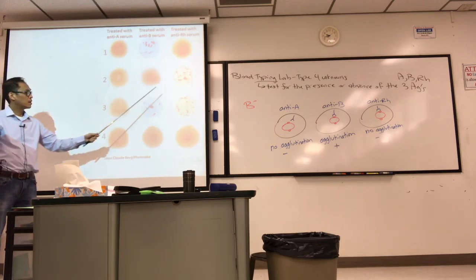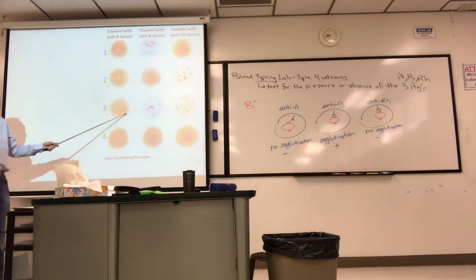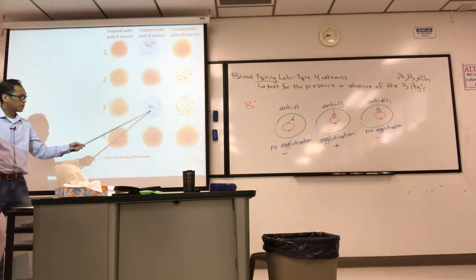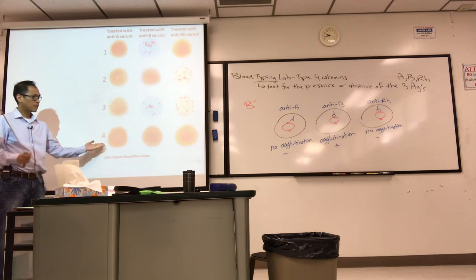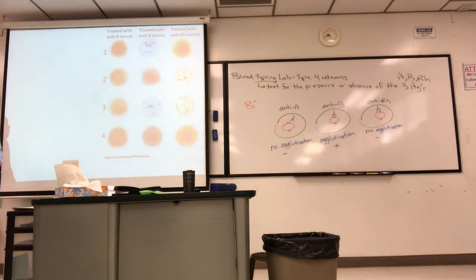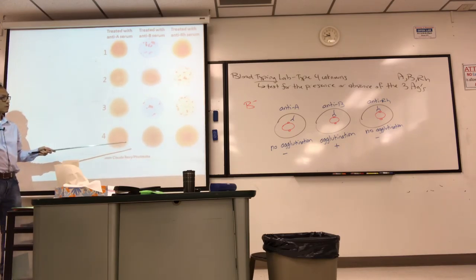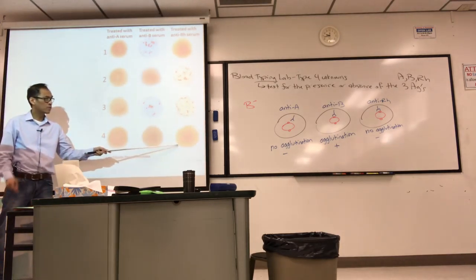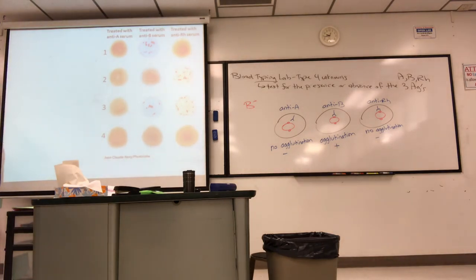B positive is the blood type. Negative for A, positive, positive. B and Rh are there, B positive. And number 4. It is Rh negative, and it's O. It's O negative. What's that special type called? Universal donor. Very good. So that's how you type blood.